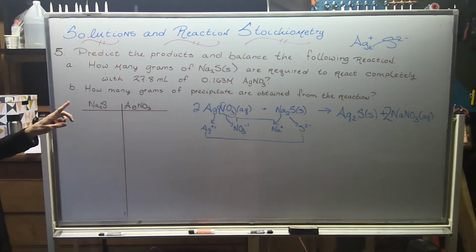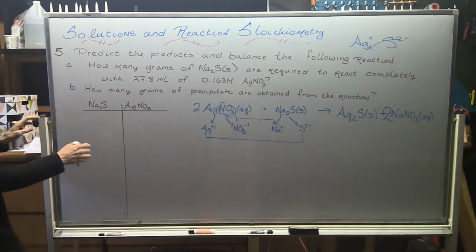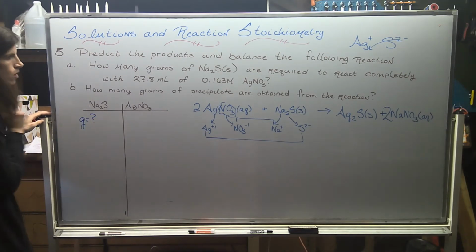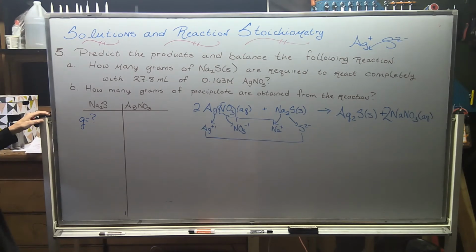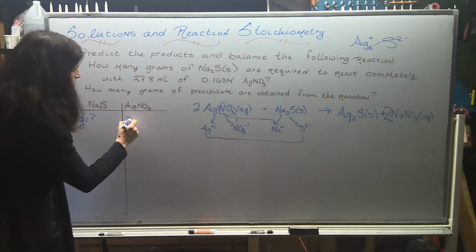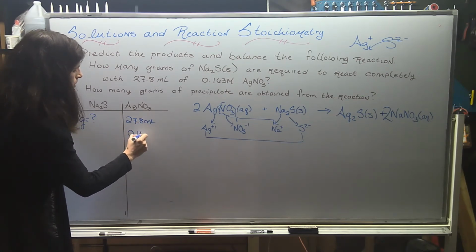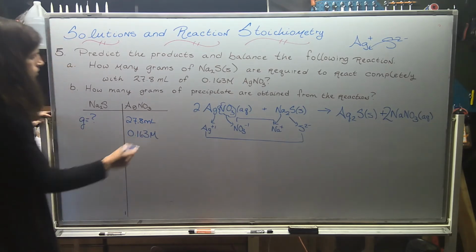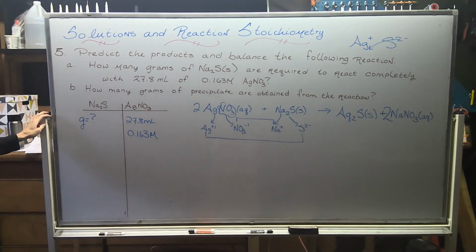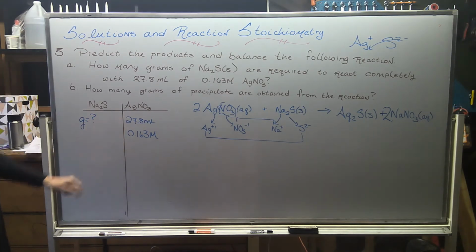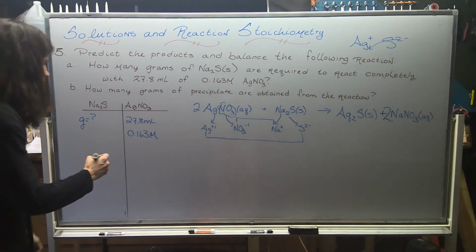So how many grams of sodium sulfide solid? So here we're asked to solve for grams, are required to react completely with 27.8 milliliters of 0.163 molar silver nitrate. Moles, I always want to get to moles. All right, I definitely have enough information on the silver nitrate side to solve for the moles of silver nitrate.